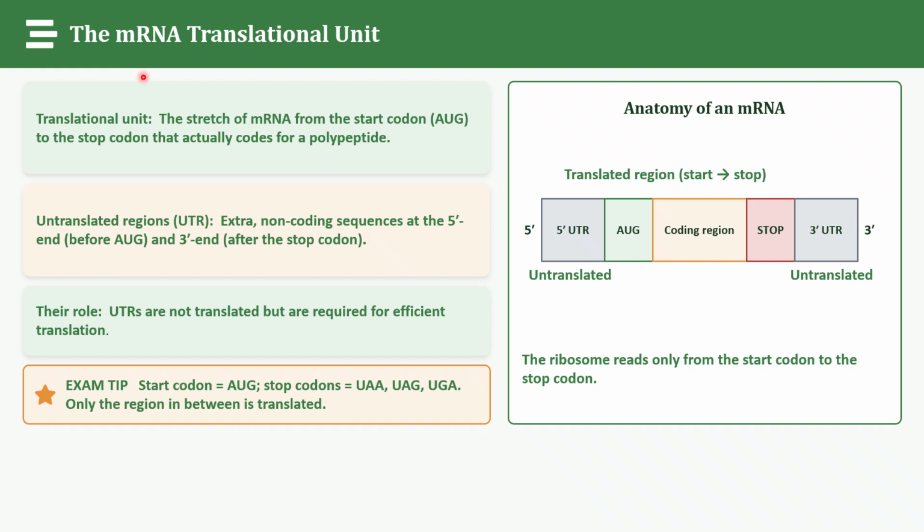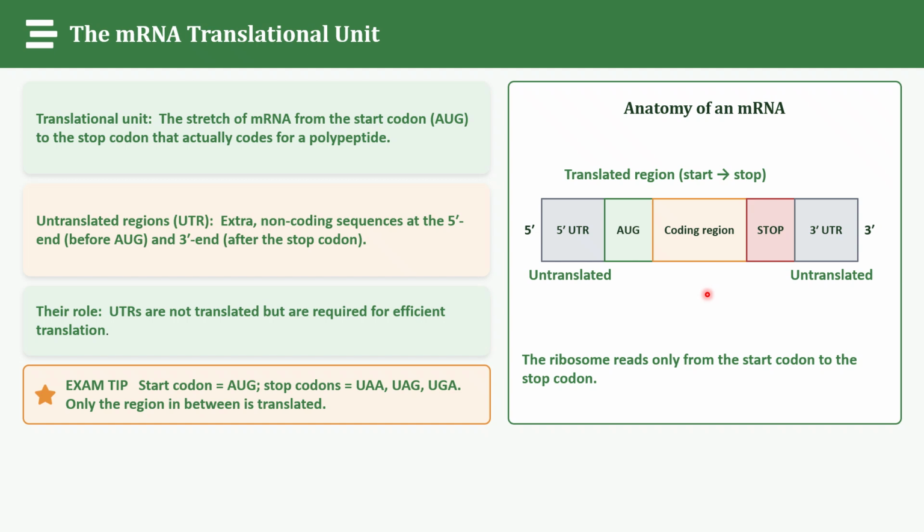Next we are going to see the mRNA translational unit, the organization of mRNA. Now let us understand the structure of the mRNA that is used for the translation process. You should understand what a translational unit is. A translational unit is a stretch of mRNA that is present between the start codon and the stop codon, and it codes for a polypeptide.